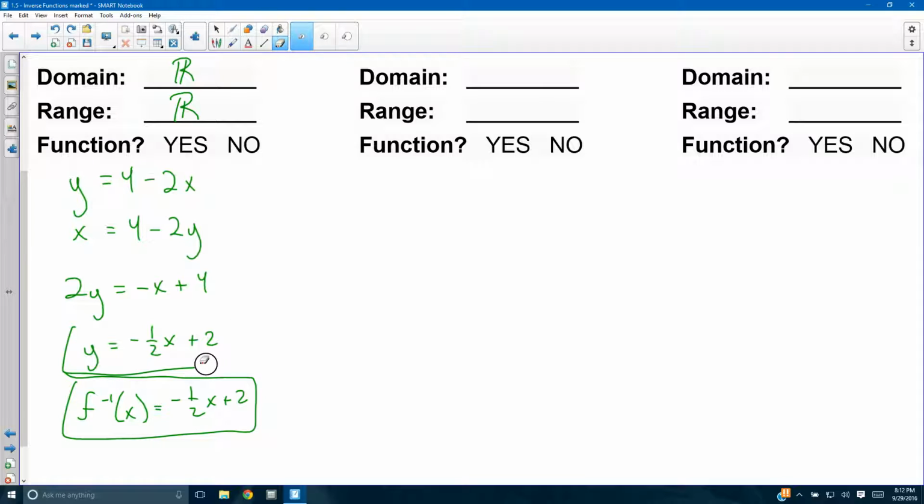Is the inverse also a function? Yes, it is. It's also linear, has no sort of issues going on there.